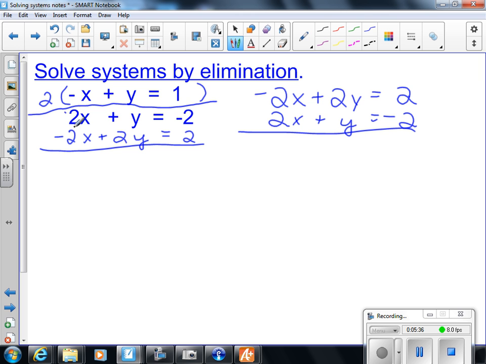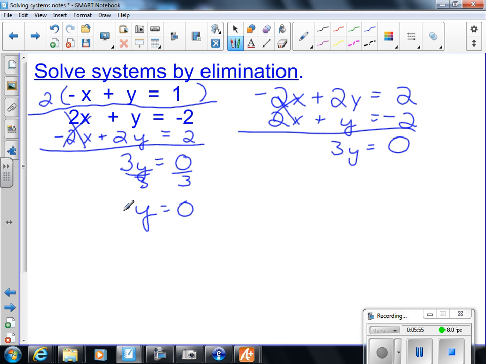combine them. Cancel out. How many y's do I have here? 3y equals 0. Same thing here. They would cancel out. I get 3y equals 0. Divide both sides by 3. y is equal to 0. Okay, then what's the last step?